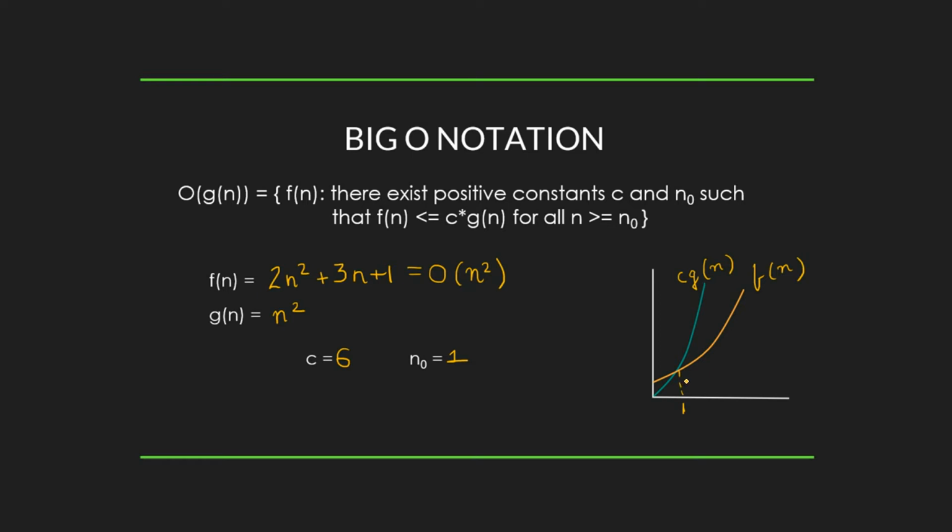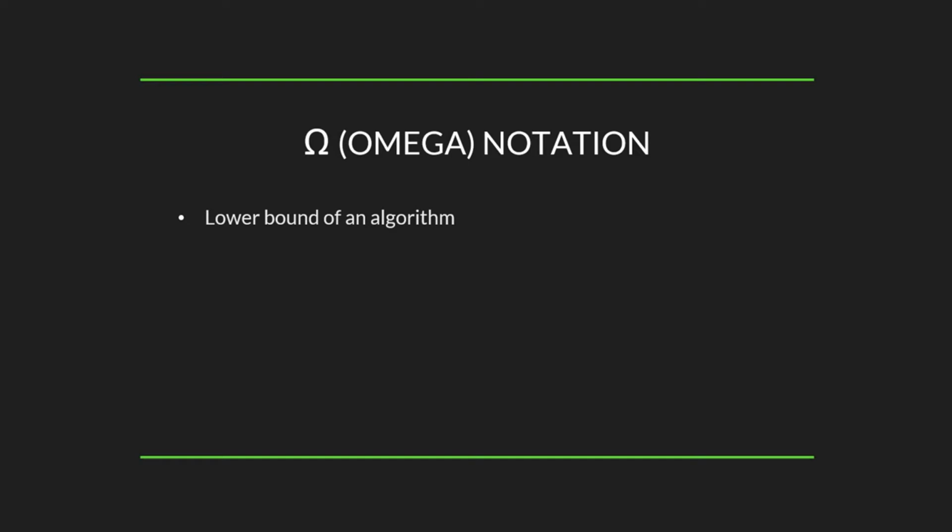Let us now look at the next notation. The next is the omega notation. The omega notation defines a lower bound of an algorithm, which means that time cannot grow slower than this. It indicates the minimum time required by an algorithm for input values. It represents the best case of an algorithm's time complexity. While analyzing an algorithm, we rarely use the omega notation.